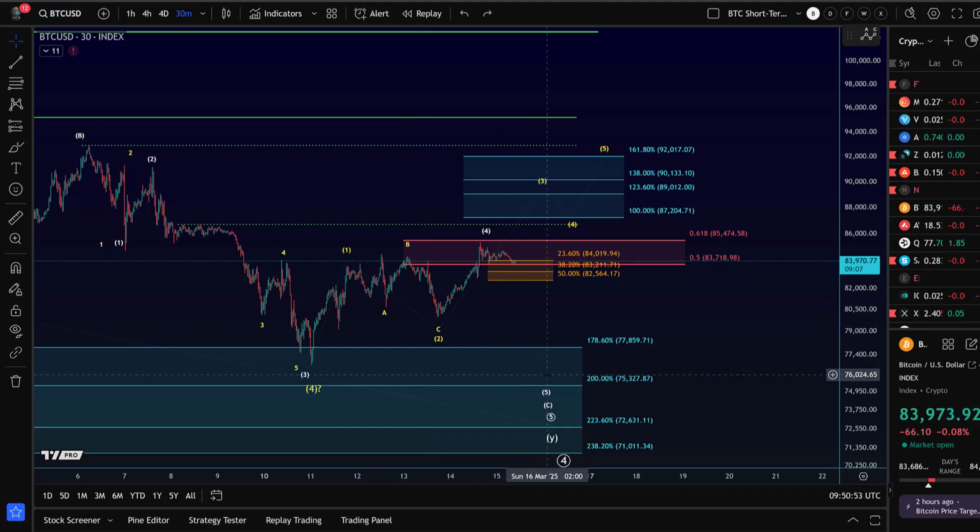If we get another low, that's maybe one more thing to say, 75,320 to 72,630. These are the next support levels. That's the update about Bitcoin.